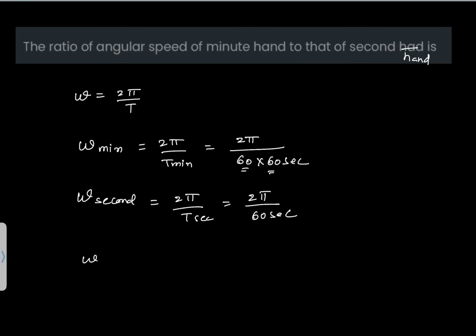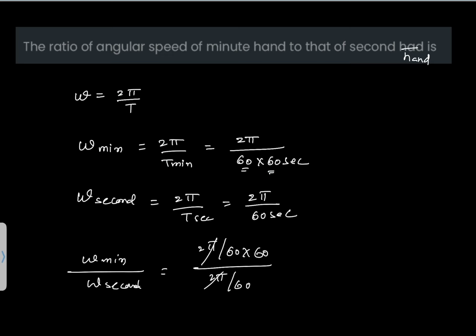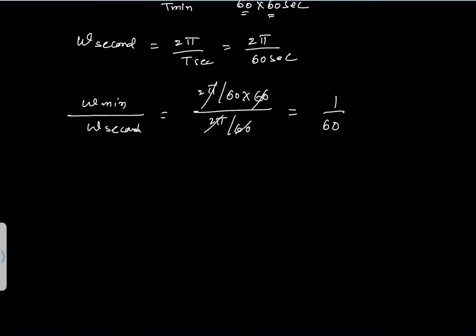He is just asking us to calculate omega minute hand by omega second hand. Let's divide these two. When I divide 2 pi by 60 into 60 by 2 pi by 60, the 2 pi cancels, the 60 gets cancelled. Finally I'm getting 1 by 60. So omega minute by omega second will be 1 by 60, the final answer. Okay, let's move to the next question.